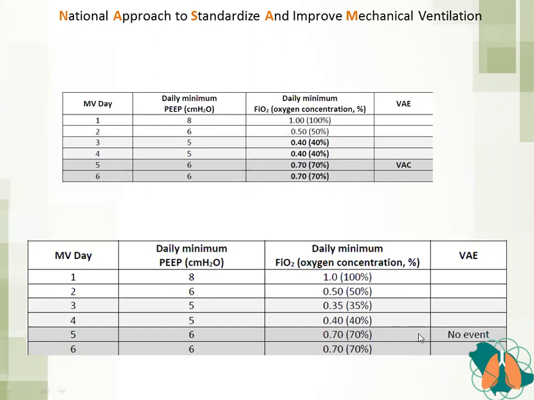So there is no event, because the condition of stability or improvement is not there. So we talk about the daily minimum PEEP and daily minimum FiO2.